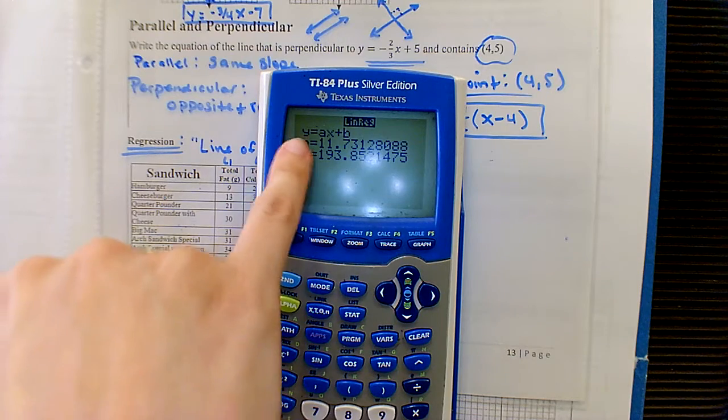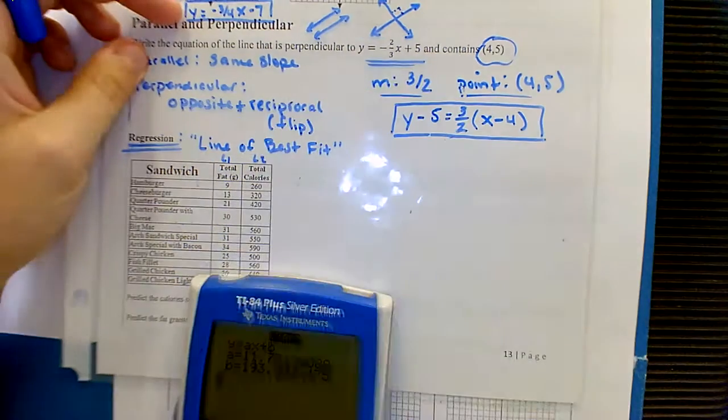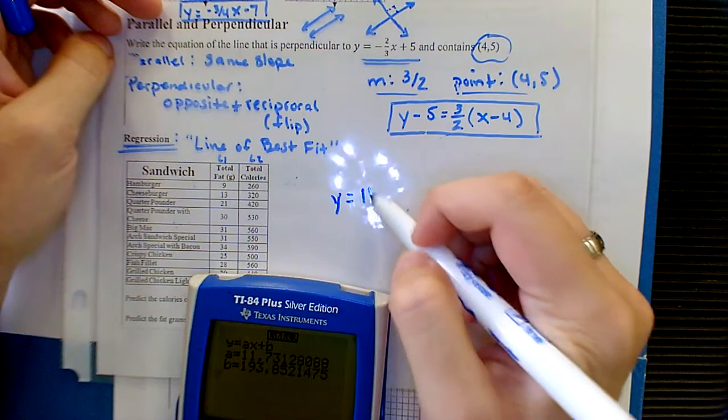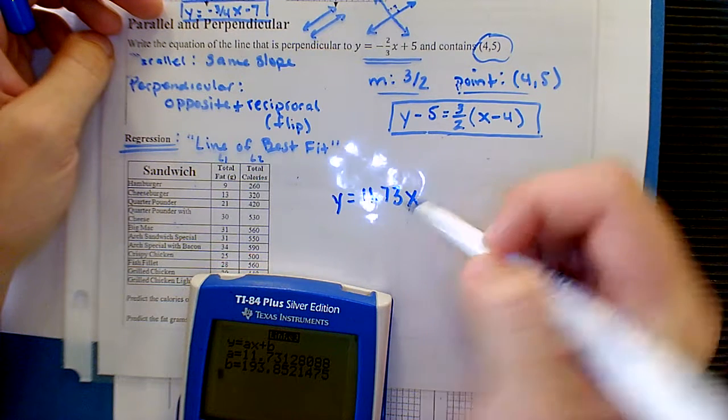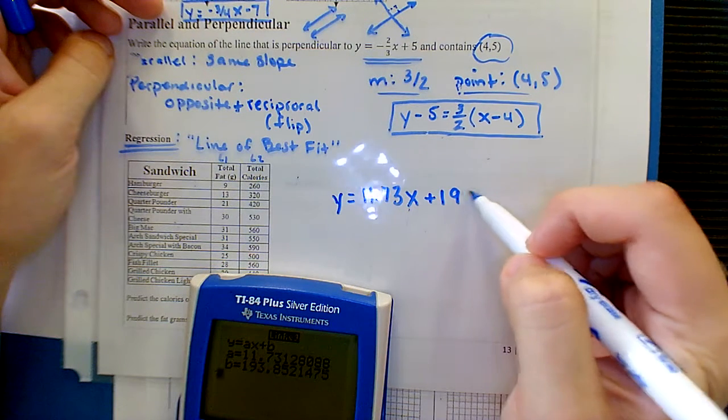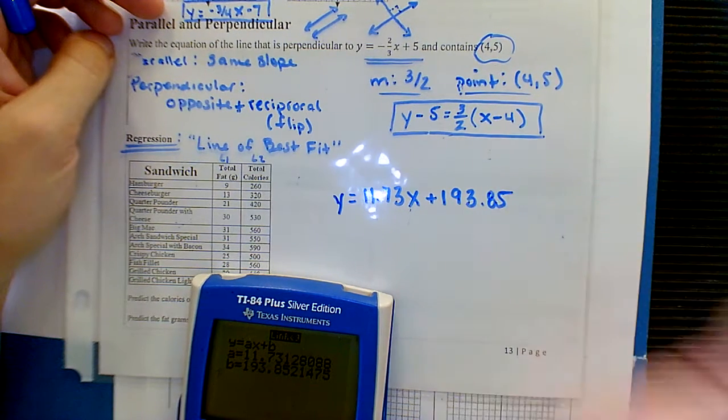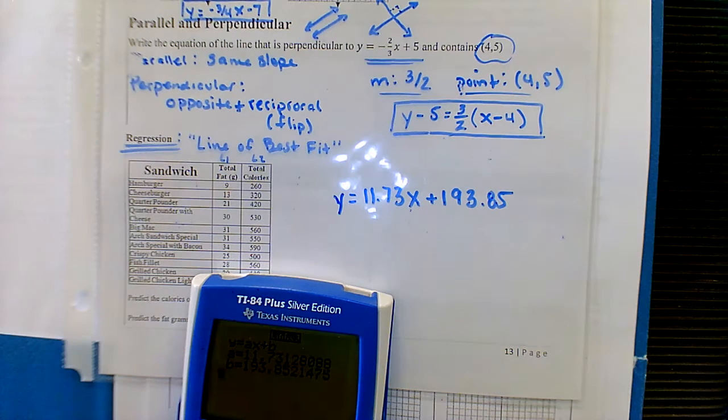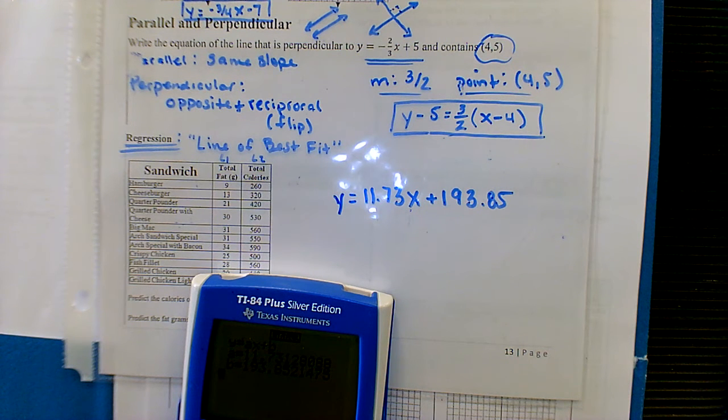So what we're going to do is write our equation. We have y equals 11.73x plus 193.85. We're going to use that tomorrow to answer the 2 questions at the bottom, okay? And we're going to do another example of this regression just so we can get used to our calculator.